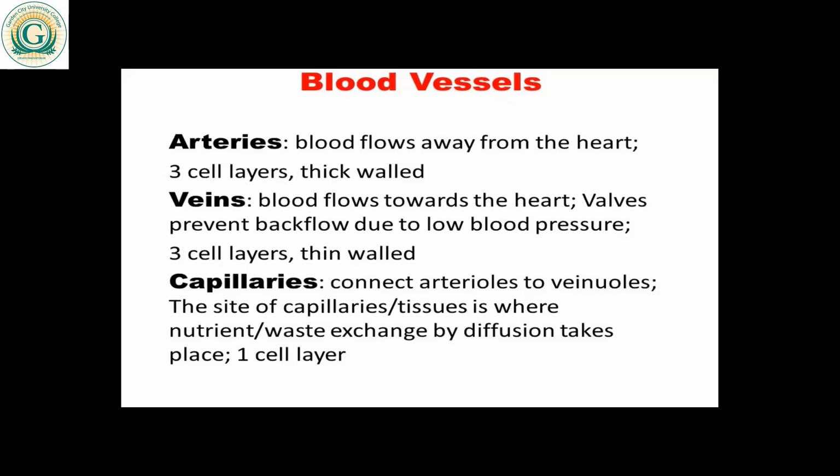Then we have capillaries that serve as a connection between the arteries and the veins. At the tissue level, where we have exchange of oxygen, nutrients, and other vital substances with the tissues, it is the capillaries that exchange the blood components with the tissues and cells. And the site of capillaries or tissues is where nutrient and waste exchange by diffusion takes place. They are one-cell layered and very thin, to make sure there's easy exchange from the blood to the cells and tissues.